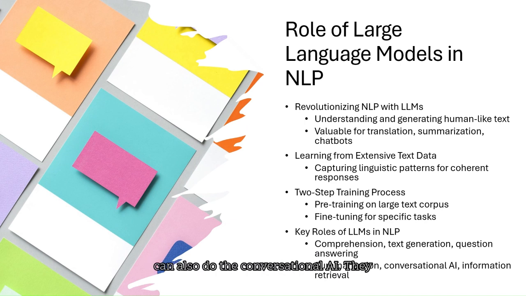They can also do conversational AI. They serve as the backbone of conversational AI systems, enabling chatbots and virtual assistants to hold meaningful and context-aware conversations. As a part of information retrieval as well, large language models can be used to retrieve relevant information from a large corpus of data, which is crucial for applications like search engines and document retrieval. From a customization perspective, large language models can be fine-tuned for specific tasks or domains, making them adaptable to a wide range of applications.